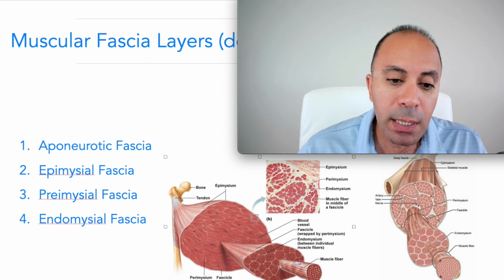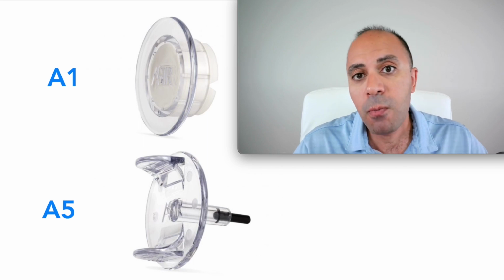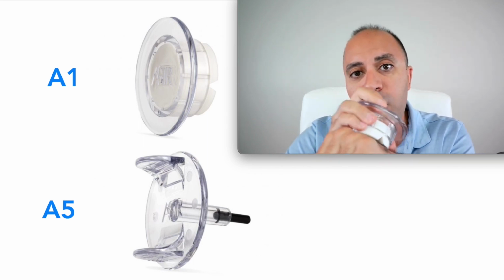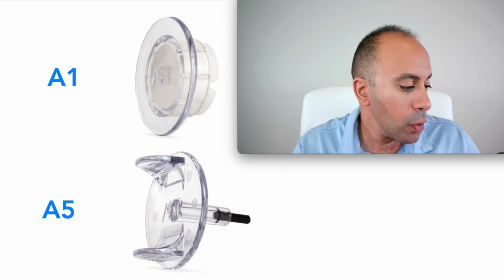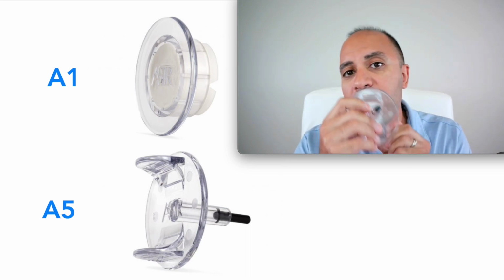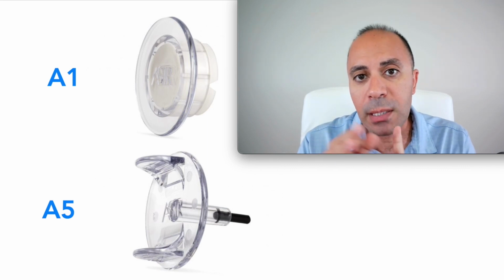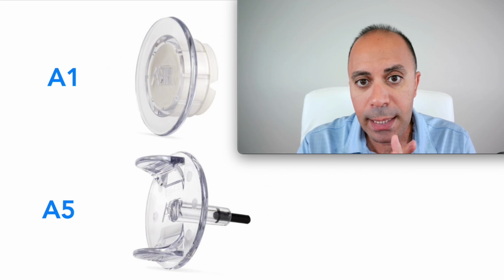So what I personally do is I use the A1 to release superficial and aponeurotic fascia, and then I use the A5 to go to the calf muscle and release the aponeurotic fascia, epimysium, perimysium, and endomysium.